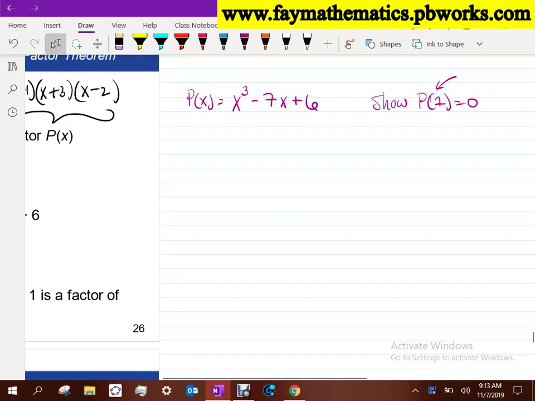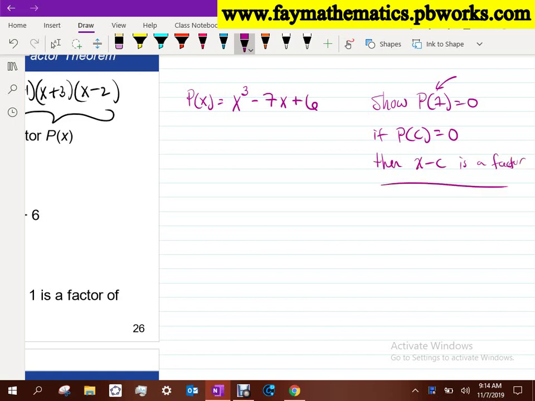All right, so tonight's homework, they're going to present and give you that P of 1. They're going to tell you what one to use. So if I'm able to show this is true, okay, that's the idea: if P of C equals 0, then X minus C is a factor. Does that make sense? That's one of these statements that we've had previously.